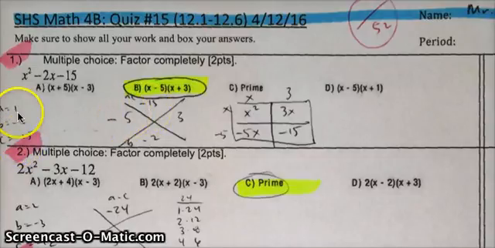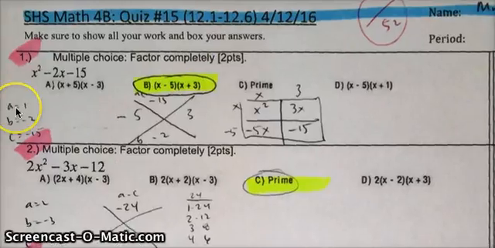If you've actually been paying attention, when you have an A value that's 1, you actually don't need to do the box. So on the top you have A times C, which is -15. And then your B value is -2. So the two numbers that multiply to be -15 are 5 and 3. One has to be negative, so that's -5. And you add those together, you'll get -2.